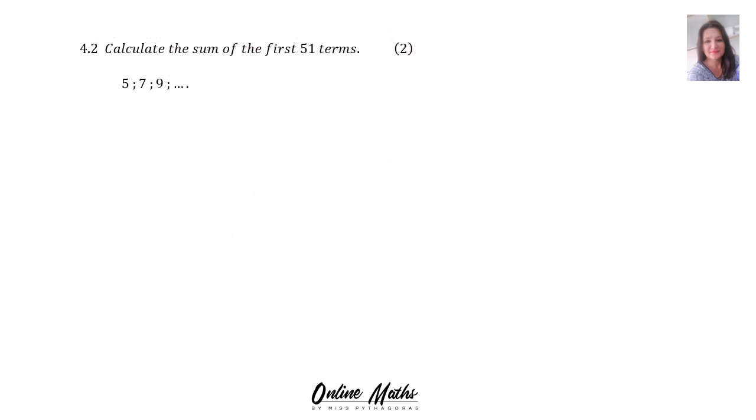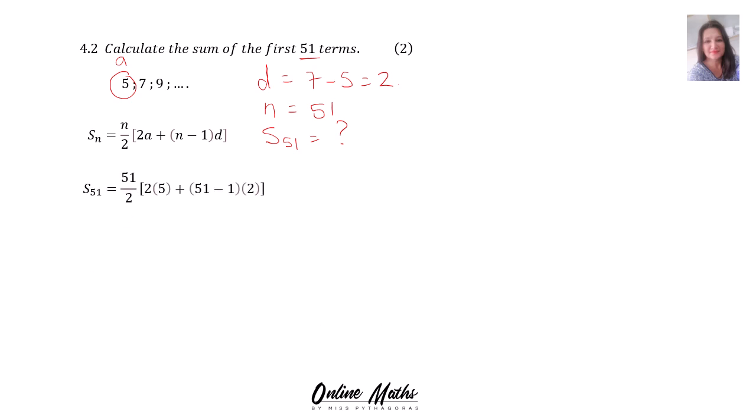On number 4.2, they want us to calculate the sum of the first 51 terms. We know by now that this was a linear sequence, in other words an arithmetic sequence, and A is the first term, and D we worked out, 7 minus 5, was 2. Again, what do they want from us? They want the sum of 51 terms, S51. This is what they are looking for. So into the correct formula, there's your SN formula.